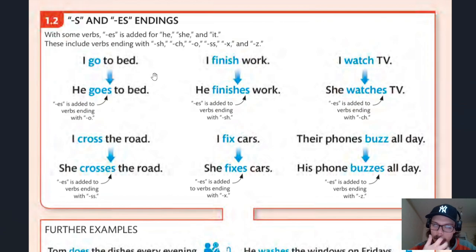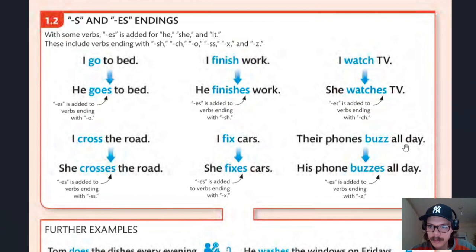It's just so in the writing it seems good, right? It seems proper. Just think about it like that. The pronunciation doesn't really change, right? It just sounds easier to pronounce when you have the E accompanying the S. So, for example, I go to bed, he goes to bed. I finish work, he finishes work. I watch TV, she watches TV. I cross the road, she crosses the road. I fix cars, she fixes cars.